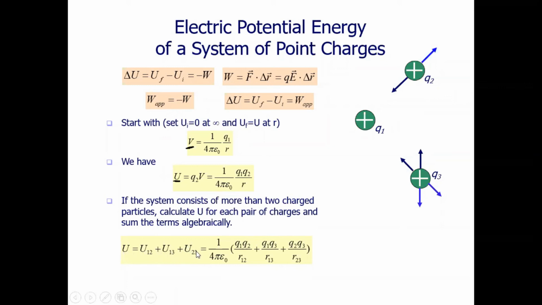Now, this is a common factor. You can factor it out. And when we say U12, you are just talking about these Q1 and Q2. So you have Q1 Q2 over R12. And then this one means Q1 Q3 over R13. This one means Q2 Q3 over R23. So the total potential energy that is stored in that system of charges is just given by this formula. Any questions before we proceed?